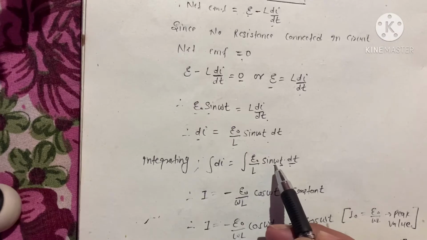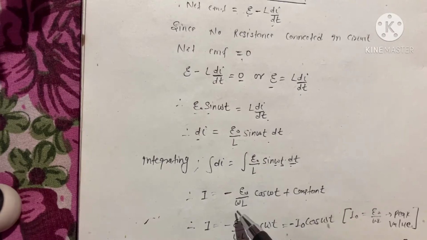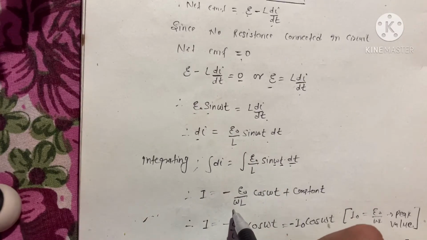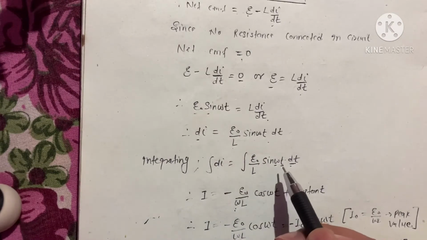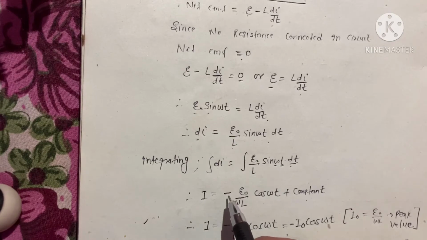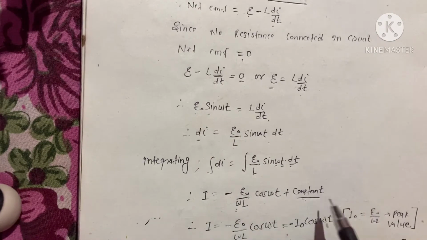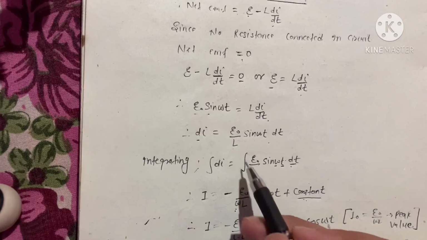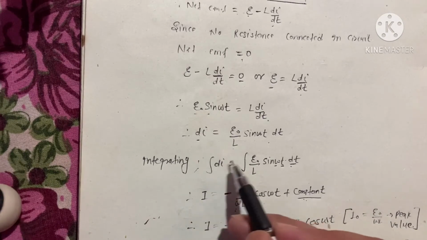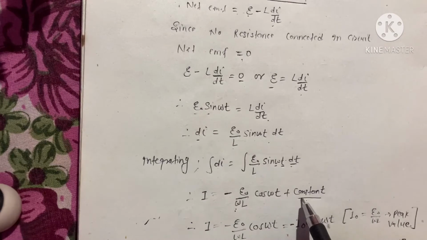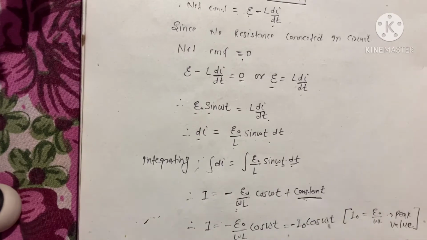Since omega is multiplied with the variable, it will come in the denominator. This is the rule of integration. So you get E0 by omega L, and the integration of sine omega t is minus cos omega t, so you get a minus sign, plus one constant. Why a constant? Because this is an indefinite integral, as we don't have any limits here. Now we have to find the value of this constant.